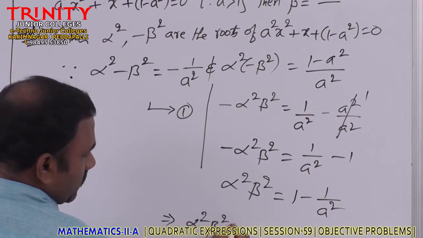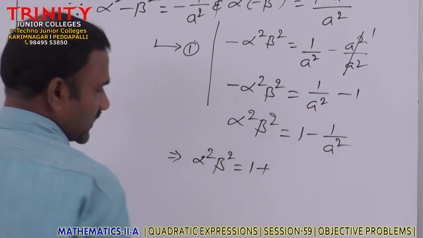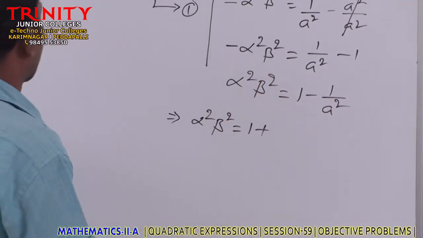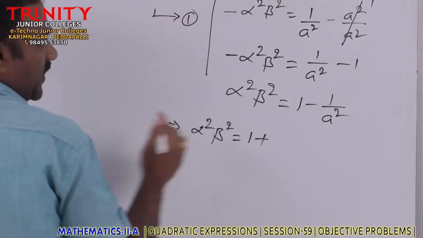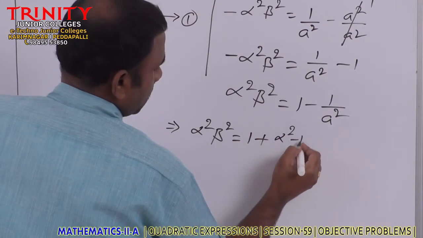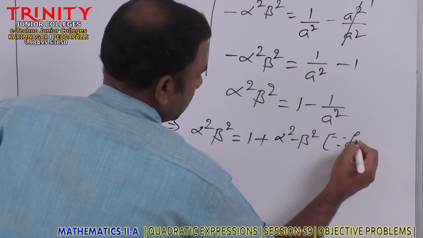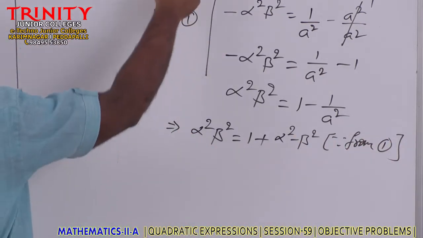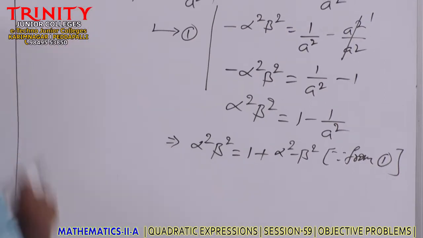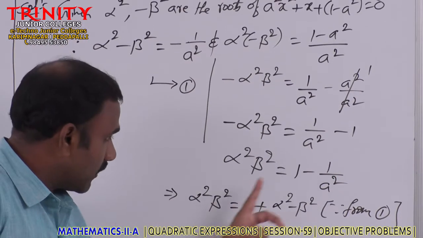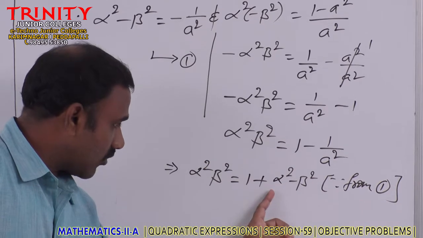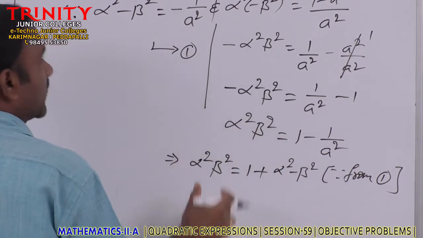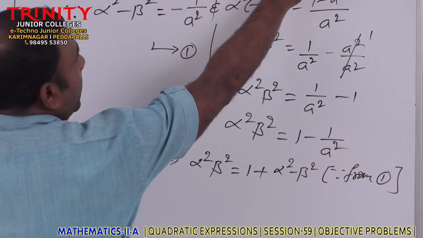Alpha square beta square is equal to 1 plus... can I replace minus 1 by a square value as alpha square minus beta square or not? Alpha square minus beta square, since from equation 1, minus 1 by a square is equal to alpha square minus beta square. Now from this he was asking what is the value of beta square.